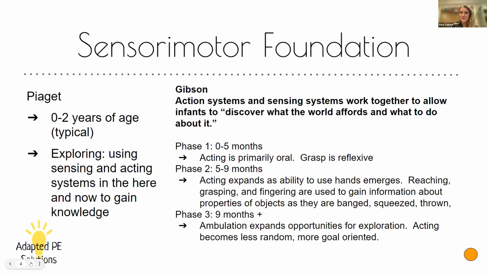Through observations of his own children, Piaget concluded that typically developing infants and toddlers between the ages of 0 to 2 years of age explore their environment by using their sensing and acting systems in the here and now to gain their knowledge. Eleanor Gibson broke this down further, concluding that action systems and sensing systems work together to allow infants to discover what the world affords and what to do about their world. She described this process in 3 phases. Angela and I would like to talk to you about phase 2.